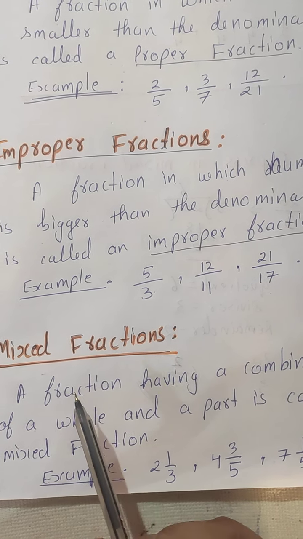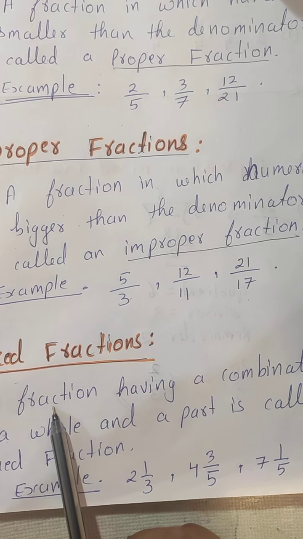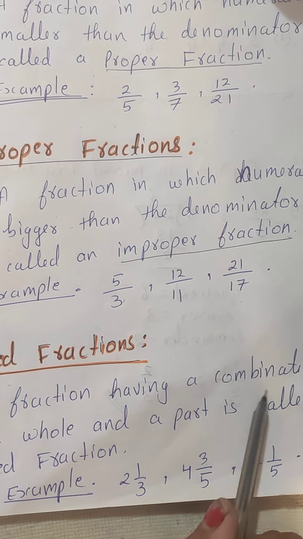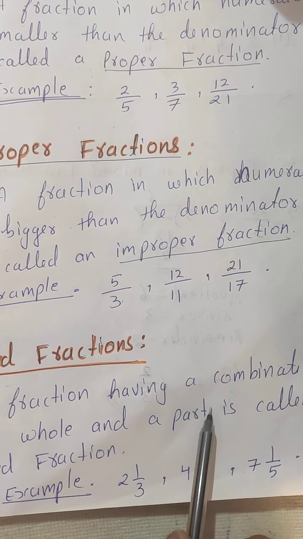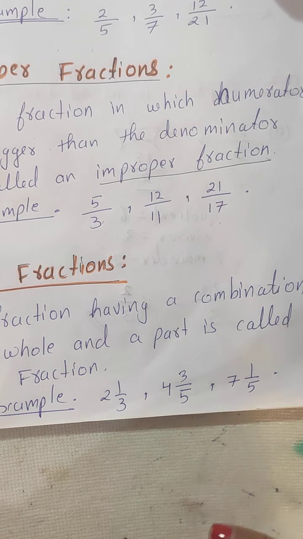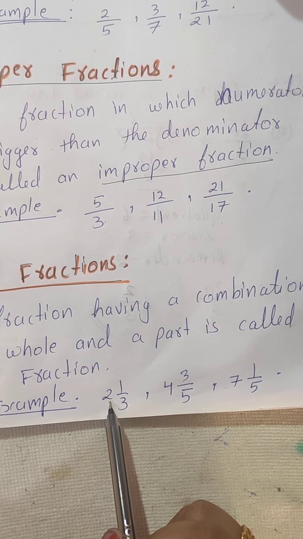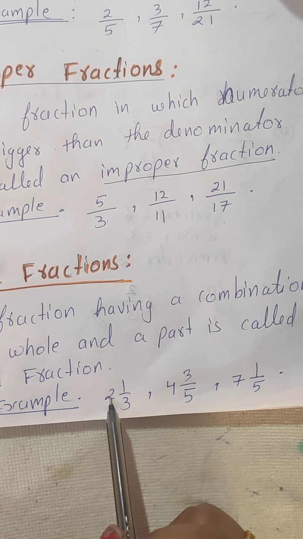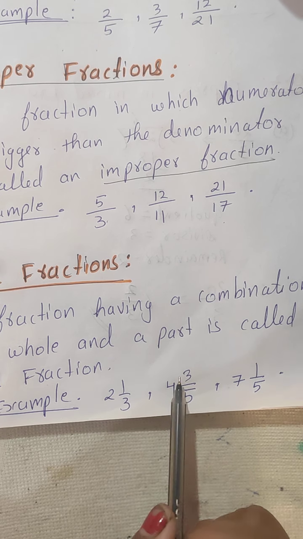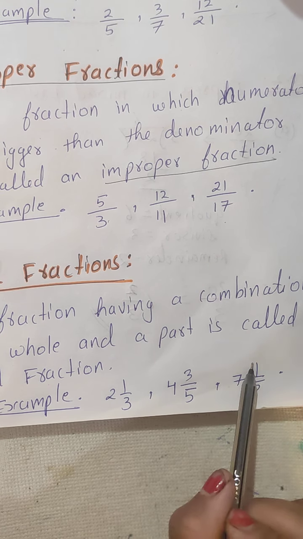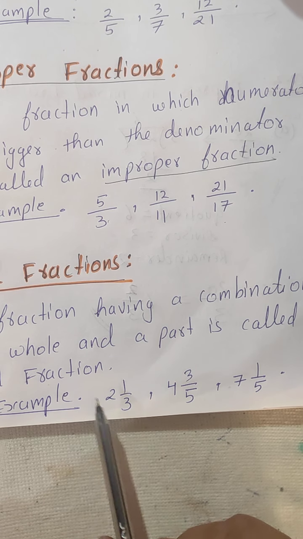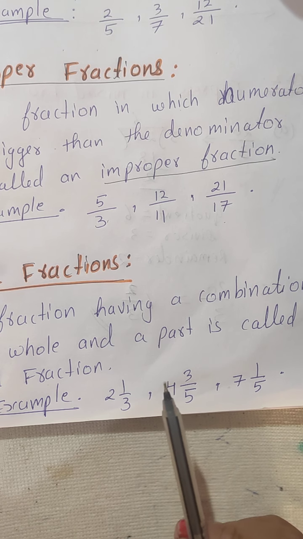So what is a mixed fraction? Basically, a mixed fraction is a fraction having a combination of a whole number and a part. For example, you can see here 2 is a whole number and 1 by 3 is a part. So 2 and 1 by 3, 4 and 3 by 5, 7 and 1 by 5. These kinds of fractions are called mixed fractions.